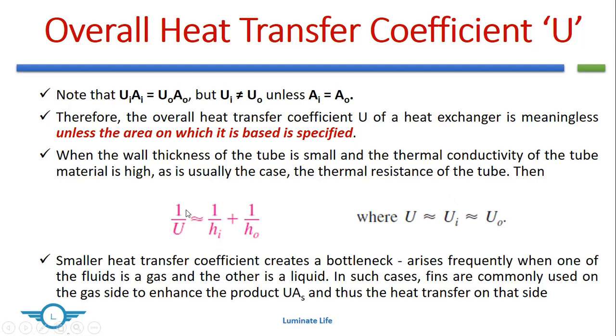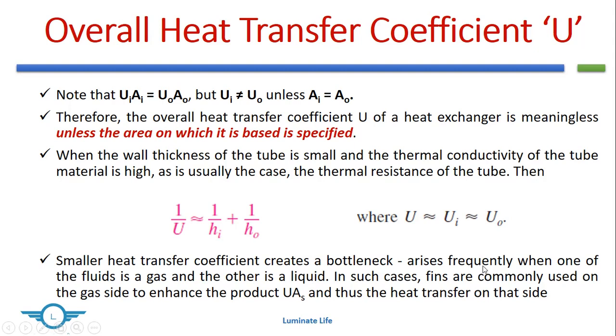Then we can also give the overall heat transfer coefficient as 1/U = 1/Hi + 1/Ho. Here U is approximately the same as Ui and Uo. So from this equation we can see that the heat transfer coefficient creates a bottleneck for heat transfer, or in finding U. Whenever Hi is low, the heat transfer is hindered in the heat exchanger.